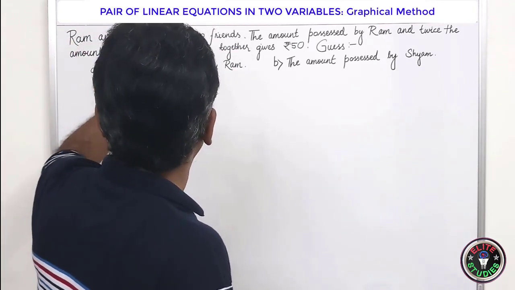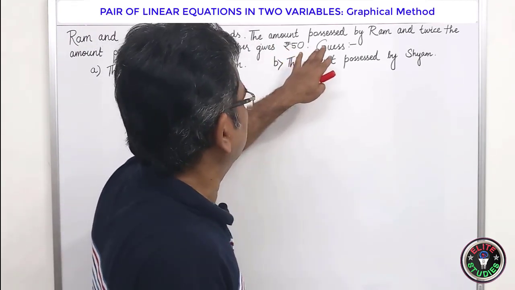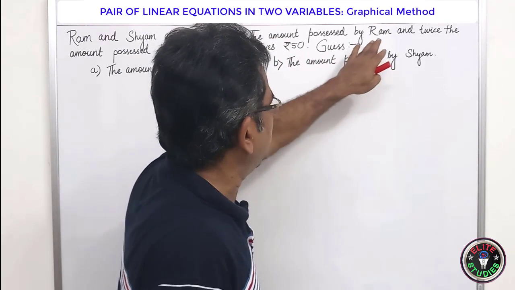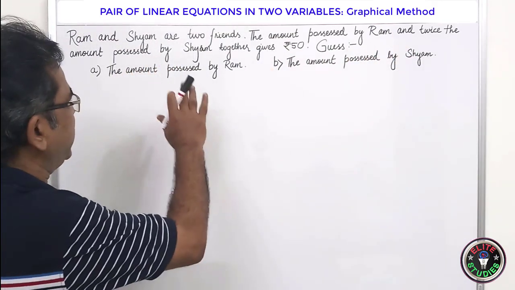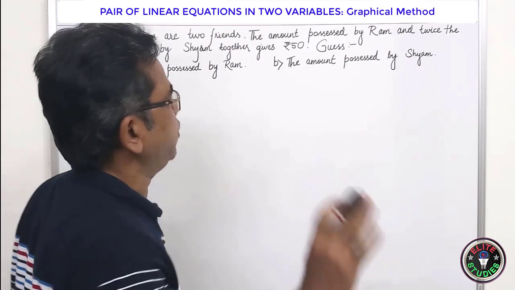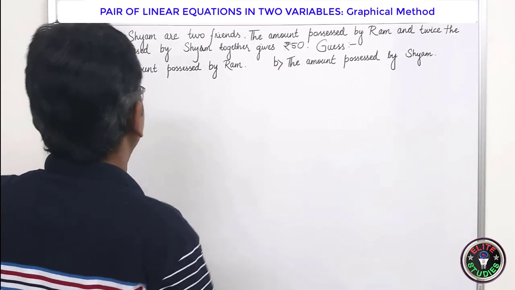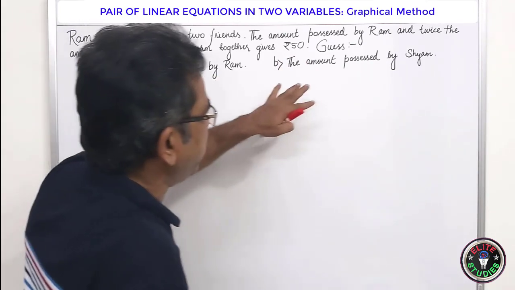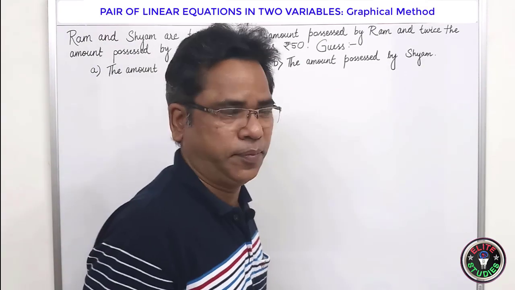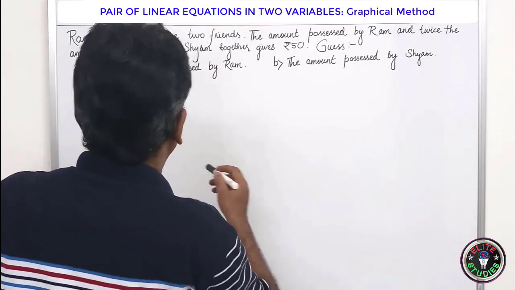Ram and Shyam are two friends. The amount in rupees possessed by Ram and twice the amount possessed by Shyam together gives rupees 50. Now we have to guess what is the actual amount possessed by Ram and what is the amount possessed by Shyam.